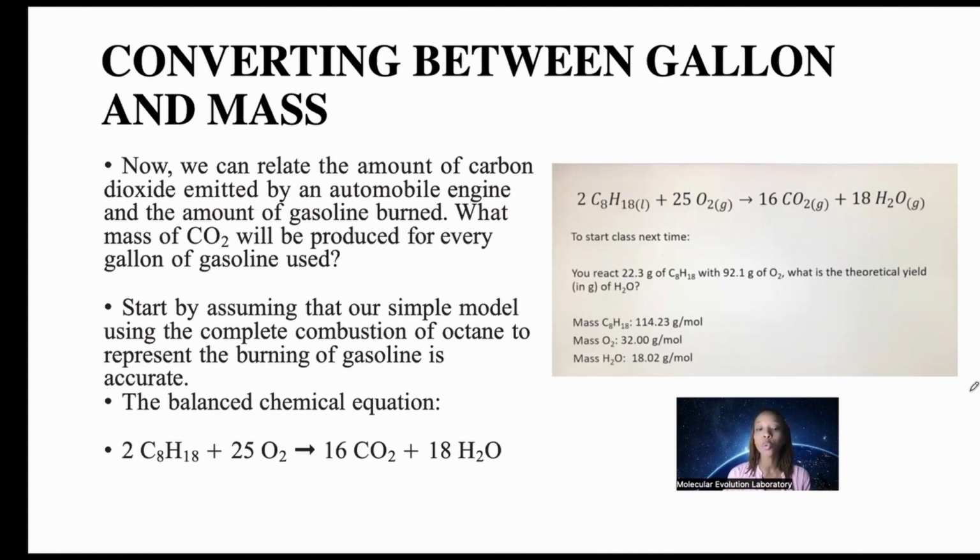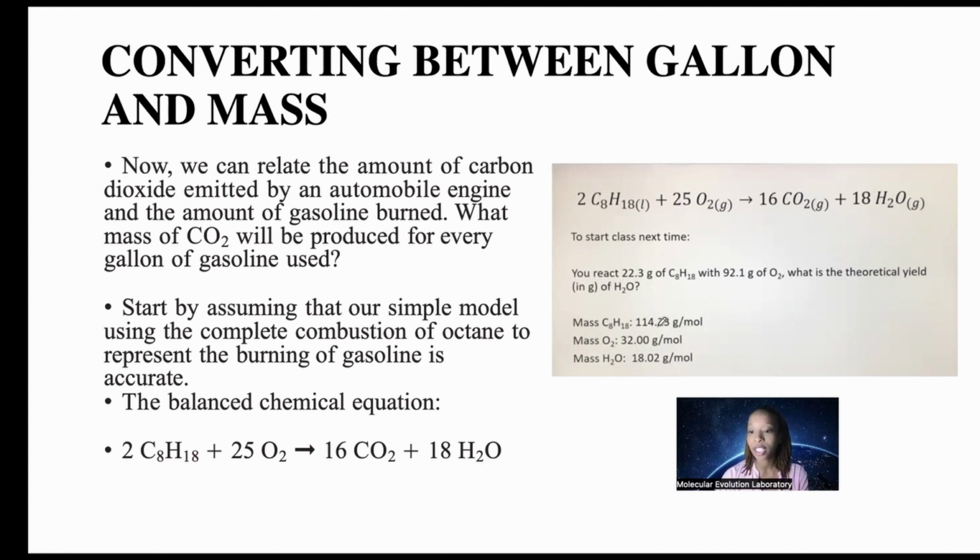What mass of CO2 will be produced for every gallon of gasoline used? Starting by assuming that our simple model uses the complete combustion of octane to represent the burning of gasoline. So we're going to use octane as the gasoline. The balanced equation is this: 2 octane plus 25 oxygen molecules gives you 16 carbon dioxide plus 18 H2O.